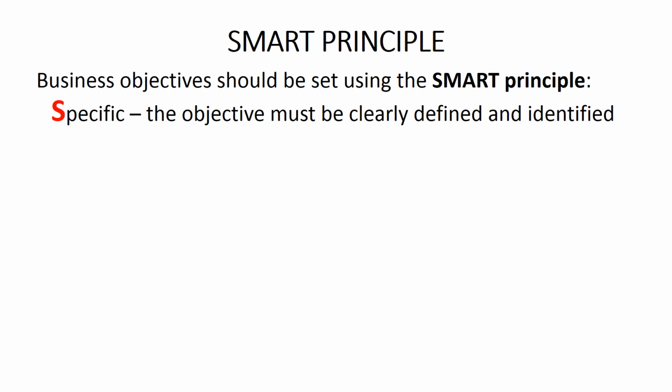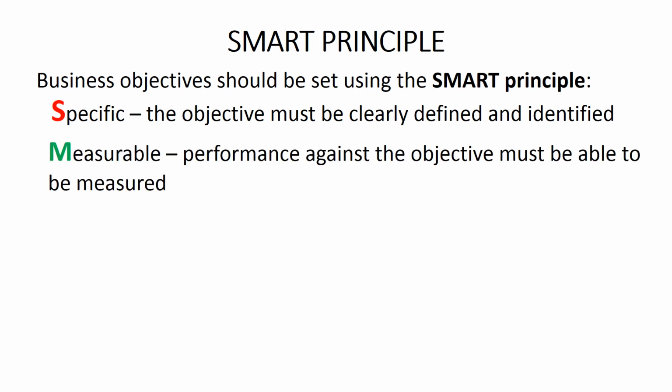It's very unclear. A better way of stating this objective might be to say that the business wants to increase its profit next year by 10%. That's a much more clearly defined and identified objective, and that's an example of a business objective that satisfies the S characteristic that you could include in the fourth column of the table in your summary books.